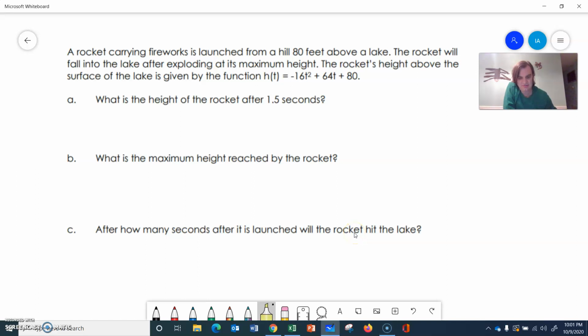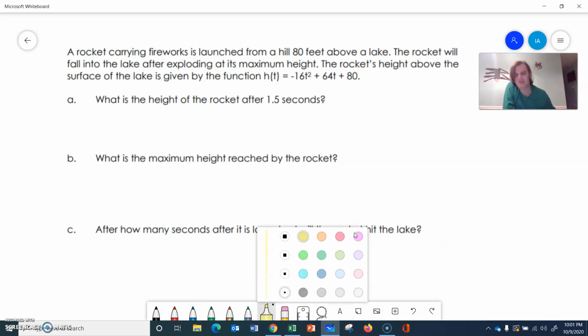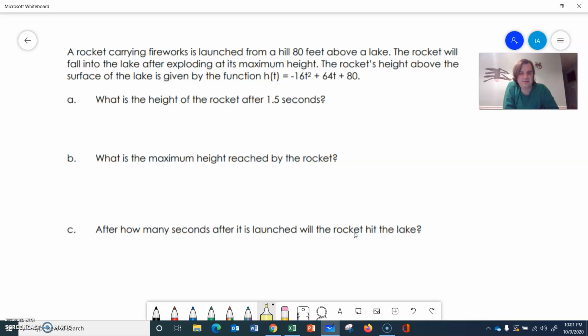Hey, it's Mr. Allred here, and we're going to do a practice problem with quadratics, but it's a word problem. What we've got here says a rocket carrying fireworks is launched from a hill 80 feet above a lake. The rocket will fall into the lake after exploding at its maximum height. The rocket's height above the surface of the lake is given by the function h of t, which is negative 16t squared plus 64t plus 80.